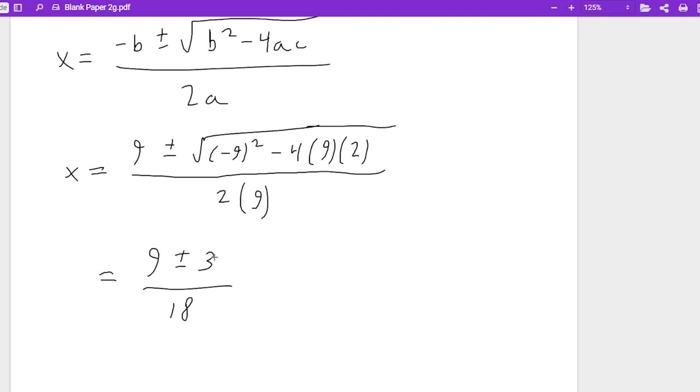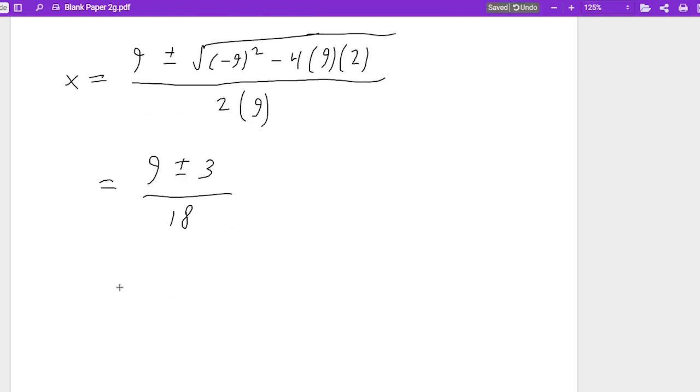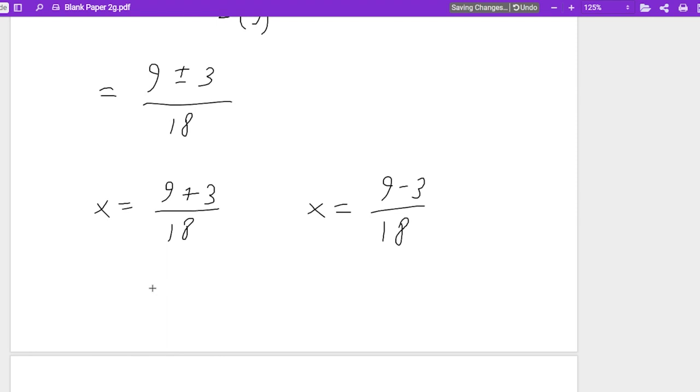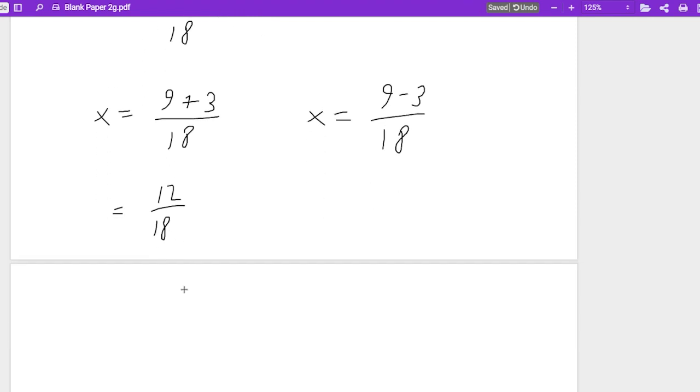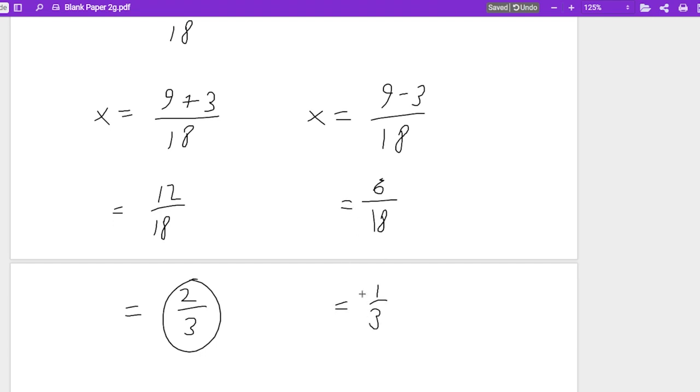And like we said before, we just have to break this up into 2 different equations. X is going to equal 9 plus 3 over 18, and x is going to equal 9 minus 3 over 18. And yes, it's necessary to do this every time. So it's going to be 12 over 18, which is what the top simplifies to. Actually, that simplifies to 2/3. And the other one is going to be 6 over 18, which reduces to 1/3. So my 2 answers here are going to be 2/3 and 1/3.